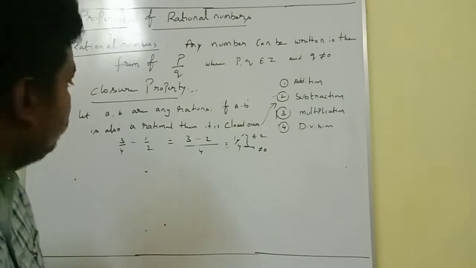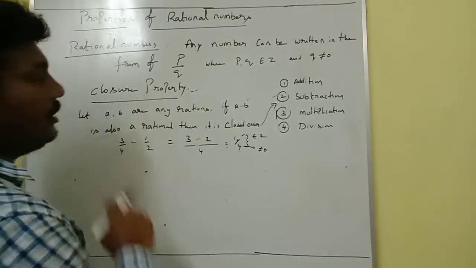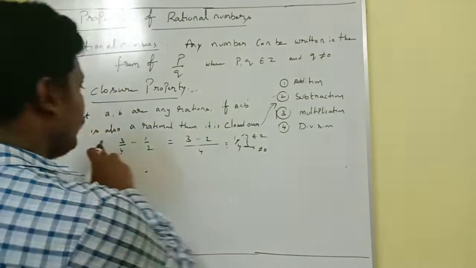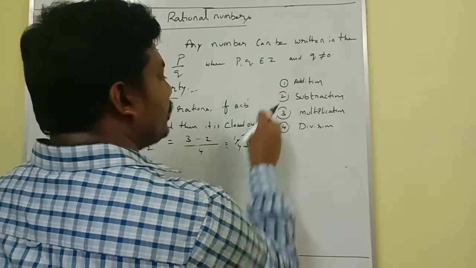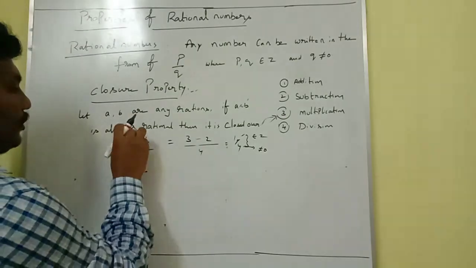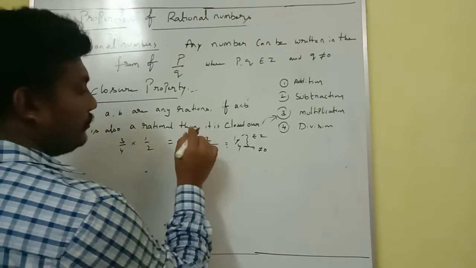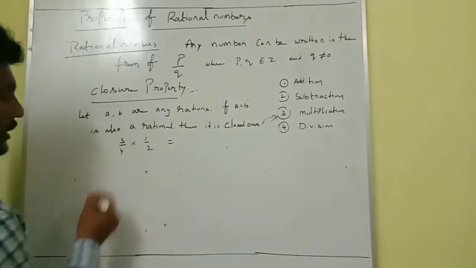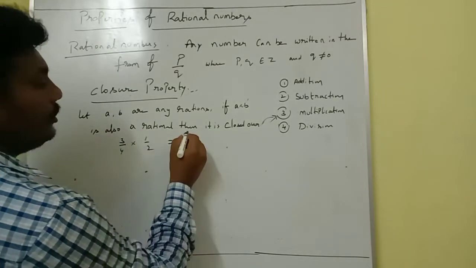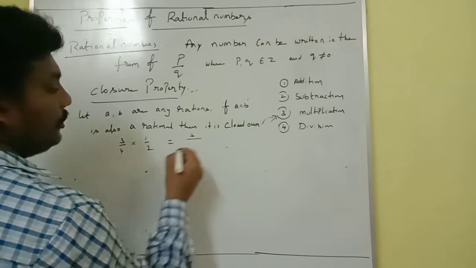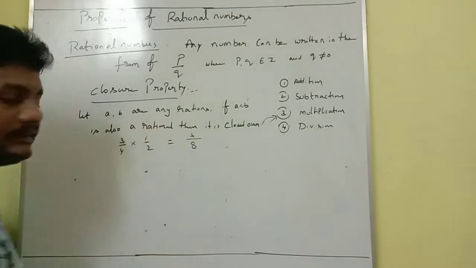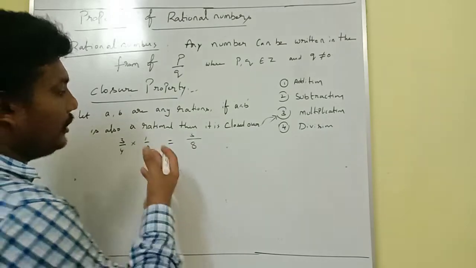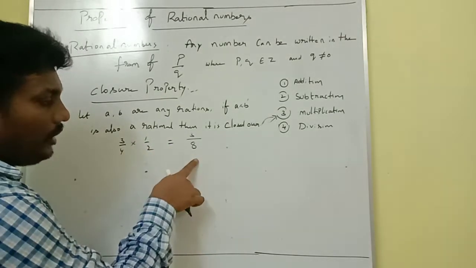Then coming to multiplication. Let a, b be any two rationals. If a into b, the product, is also rational, then it is closed over multiplication. Now we write the multiplication symbol. Multiplication we can do directly: multiply both numerators, 3 into 1 is 3, and both denominators, 4 into 2 is 8. This gives 3 by 8, which is also a rational number. So if you consider any two rational numbers, the product is also rational.